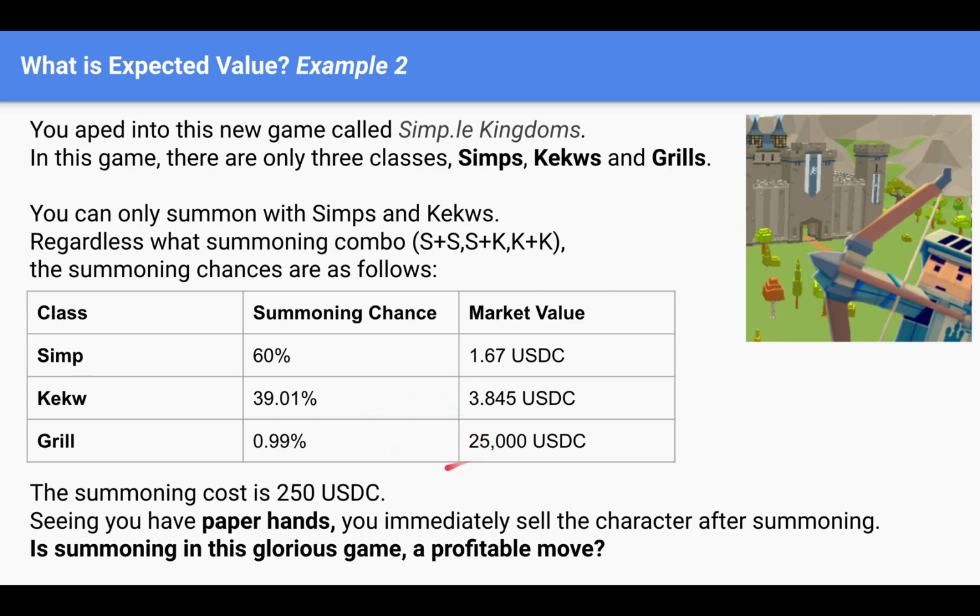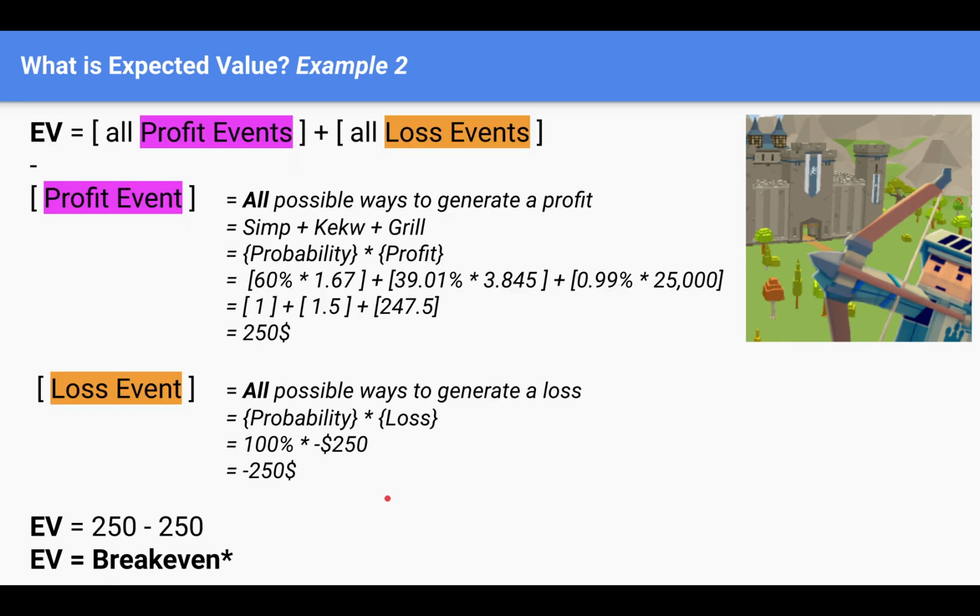So, just like the previous example, you need to multiply the summoning chance with the market values, and then use the 250 USDC as your initial investment, right? So let me do that on the right. It gets a bit more complicated because you have 3 different outcomes, but basically the profit event is there again, but you don't really make profit 60% of the time because you only get $1.67, and then the summoning cost is minus $250. But you can see you break even here, right?